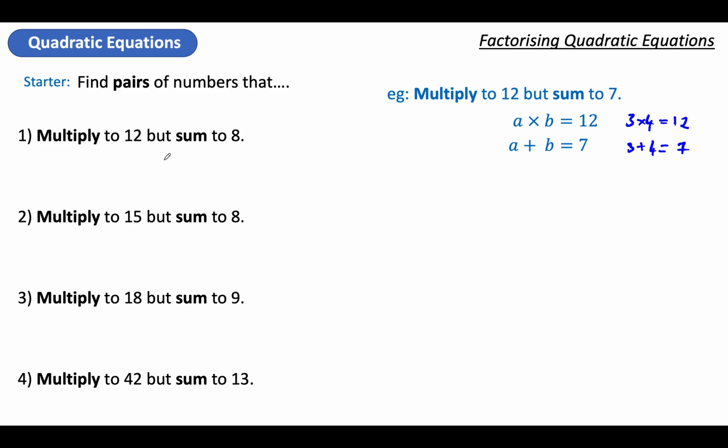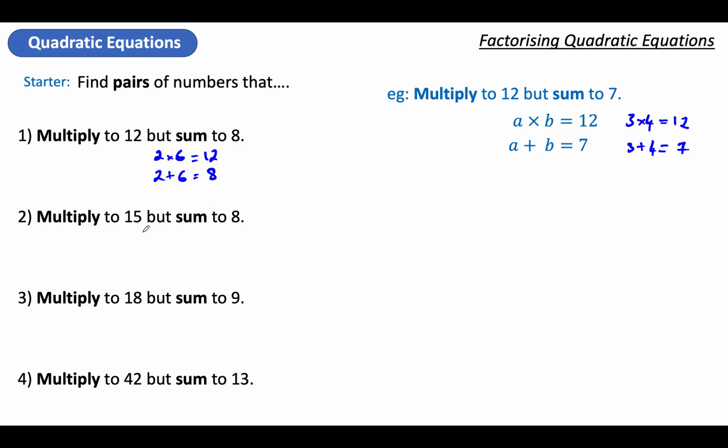Okay, that could be... Oh, I see. I get it. 2 and 6. So when you do 2 times 6, you get 12. But when you do 2 plus 6, you get 8. Okay, so that's that one.